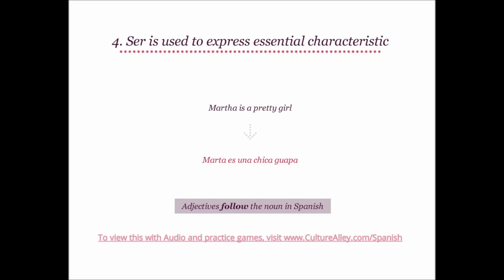Let's look at an example. Martha is a pretty girl is translated as Marta es una chica guapa. Say that, please.